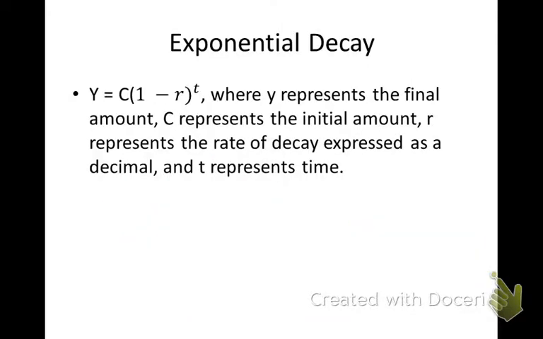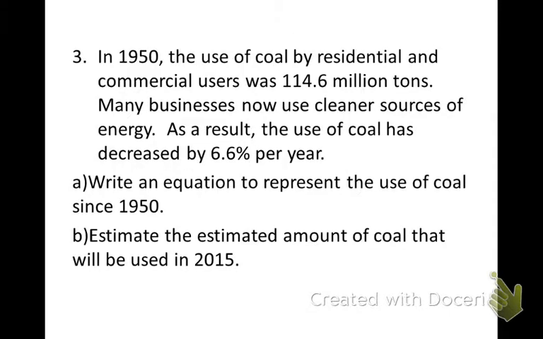Then we have exponential decay, kind of the opposite of growth. You see the formula looks very similar, except instead of adding, you subtract the rate. And again, the rate would be in decimal form. So let's see if we can use this to find an answer to a problem. Again, let me write the formula here at the top so we'll have it. y equals c times the quantity 1 minus r, all to the t power. It's supposed to be a t there.